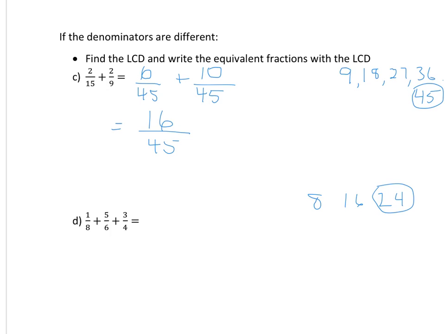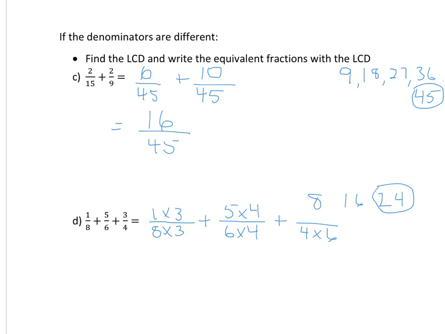I'll just show more steps as I'm solving this one for how we get to that 24. We want 24 in our denominator. That's 8 times 3, right? So we need to multiply the numerator also by 3. And the next fraction is 5/6. 6 times 4 gives us that 24 denominator, so the numerator we're also going to multiply by 4. And our last one is 3/4. 4 times 6 gives us 24.